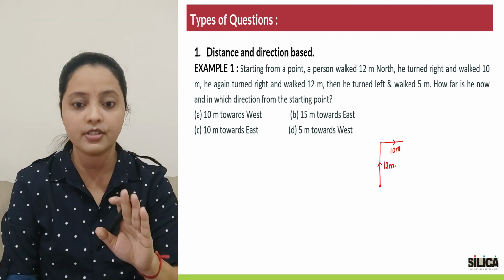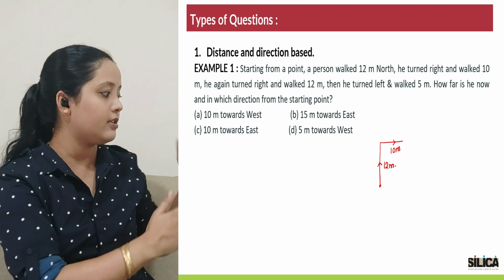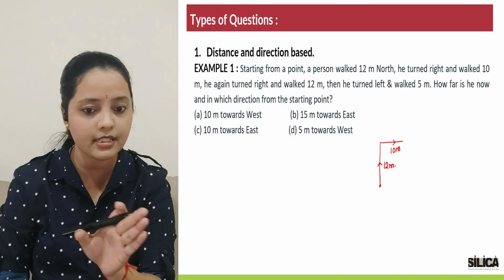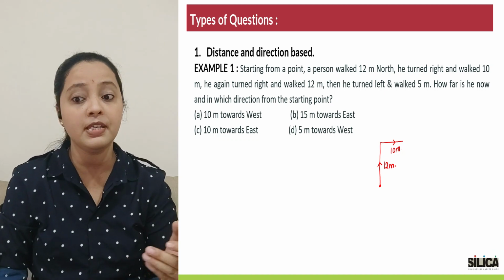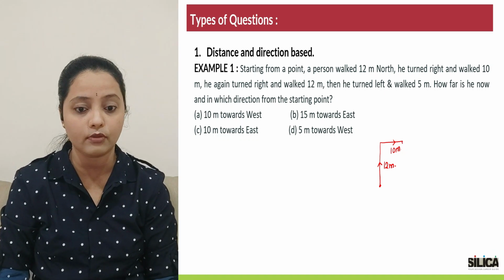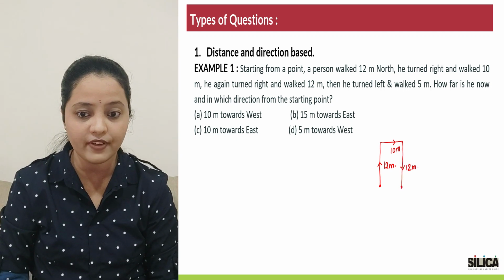Now further they say he again turns right and walks 12 meters. The person went to the north and turned right. Now how am I facing? I'm facing like this. So which is my right hand side? This way. So when I'm facing towards east, and from east I go to the right side, where will I land? I'll actually come towards south. So this person is again coming down, and this distance is also 12 meters.